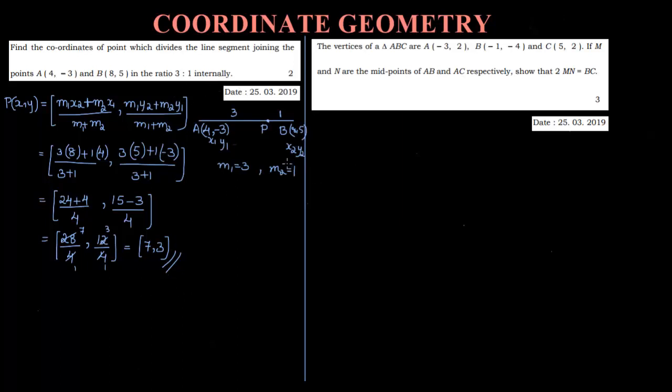Okay, coming to the next question. The vertices of the triangle, the 3 vertices they have given to you, and they are asking you if M and N are the midpoints of AB and AC. Okay, so let us just first draw the triangle.